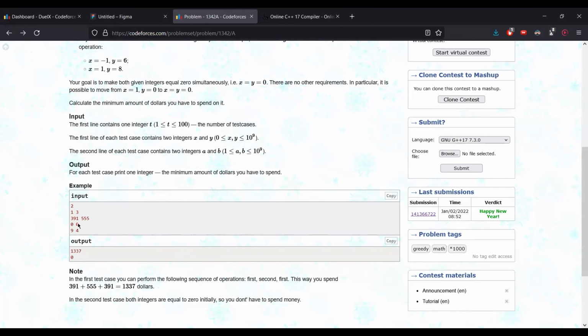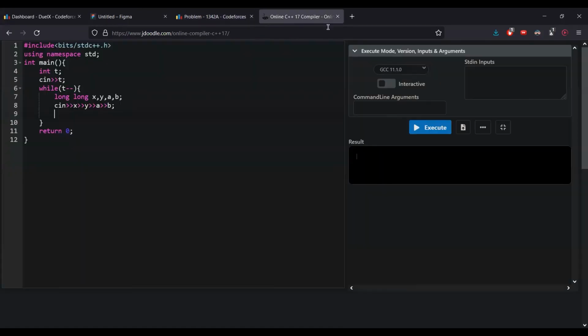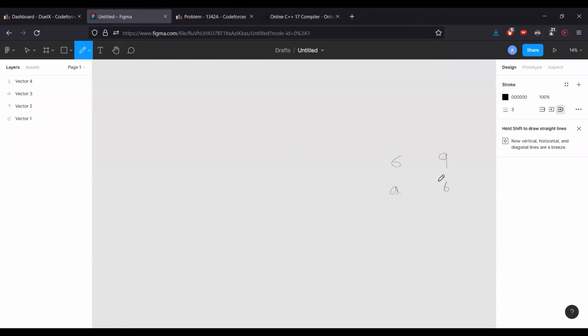And I will copy the first input case here, paste it here, for easy reference. Okay, so you see the first thing I mentioned, right? There would be two solutions, 6 and 9. One of the solutions was 6.